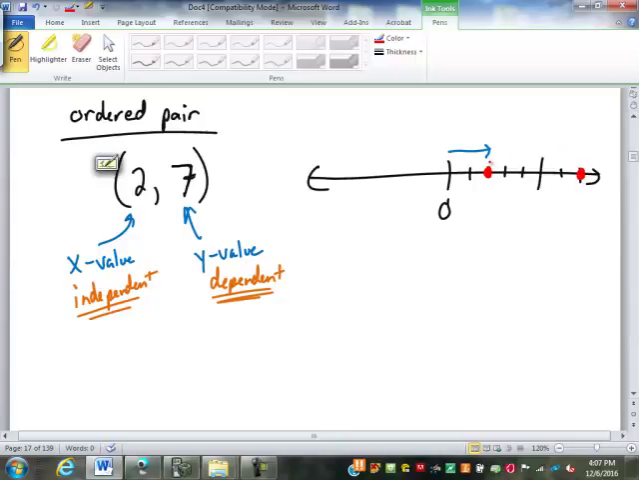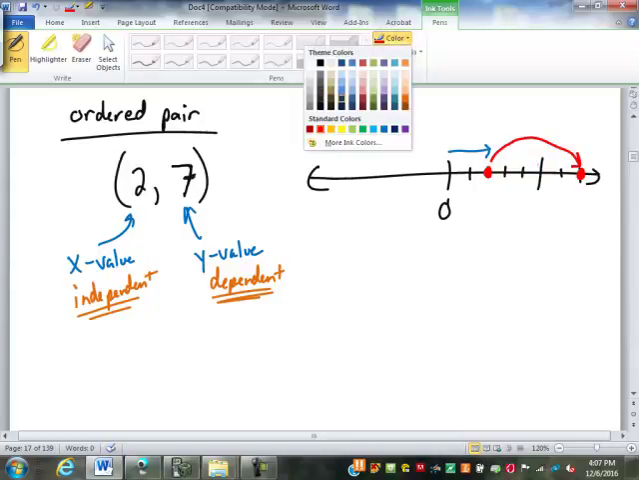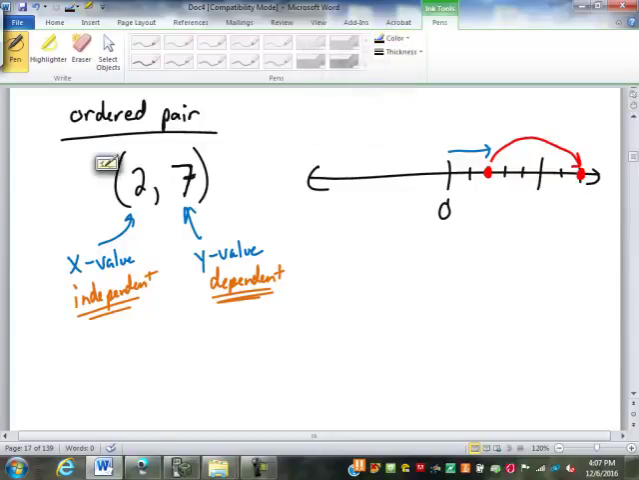I mean, I suppose I could do an arrow. I'd have to have an arrow to show which one comes first and which one comes second, because the order does matter. But that would get very clustered very quickly. So a man by the name of René Descartes developed something called the Cartesian coordinate system.